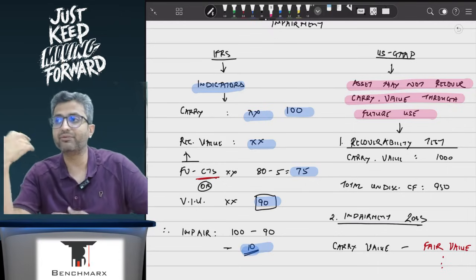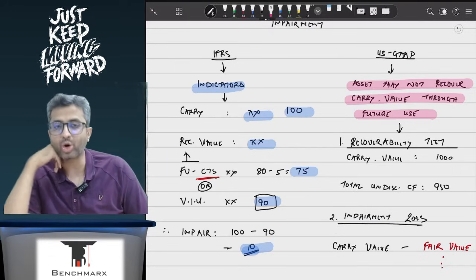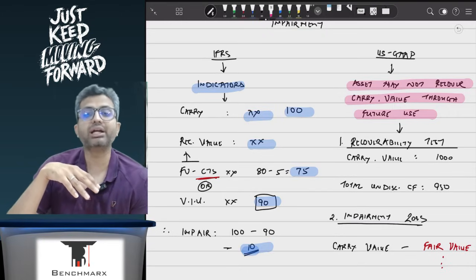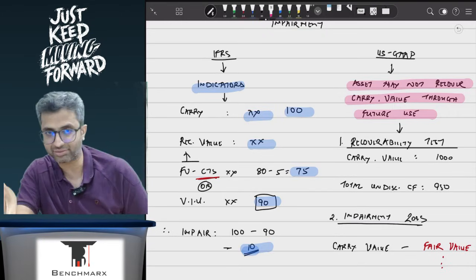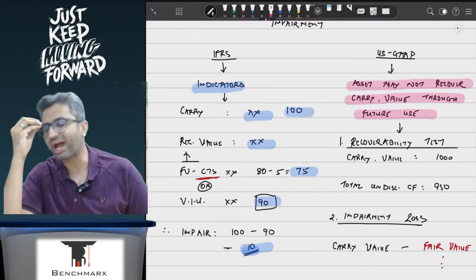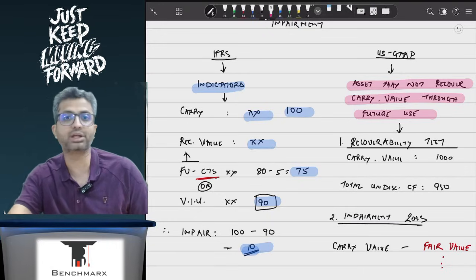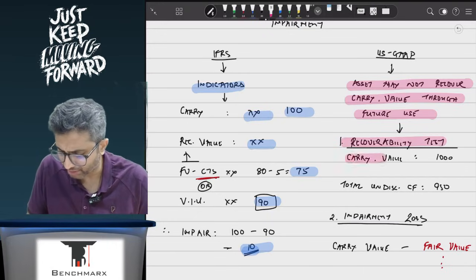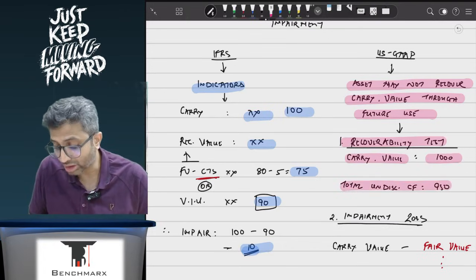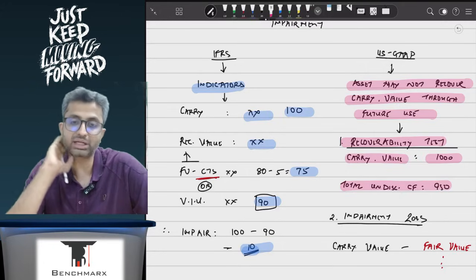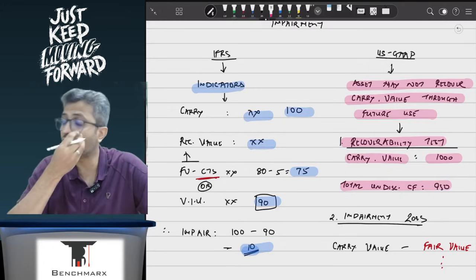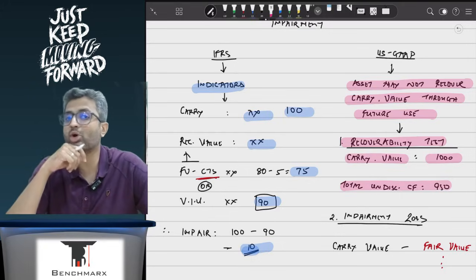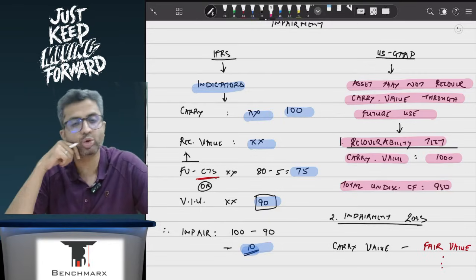US GAAP says, I will first do a top level check on whether, forgetting discounting and time value, this asset can recover cash flows. If it can, then I will ignore time value and I will not go further into the second step. The recoverability test will compare the carrying value, let's say 1000, with the total undiscounted cash flows, let's say 950. Now I can say, even if I don't use a discounting factor, even if I don't do present value, the asset is not recovering the full 1000, in which case I will go to the second step.